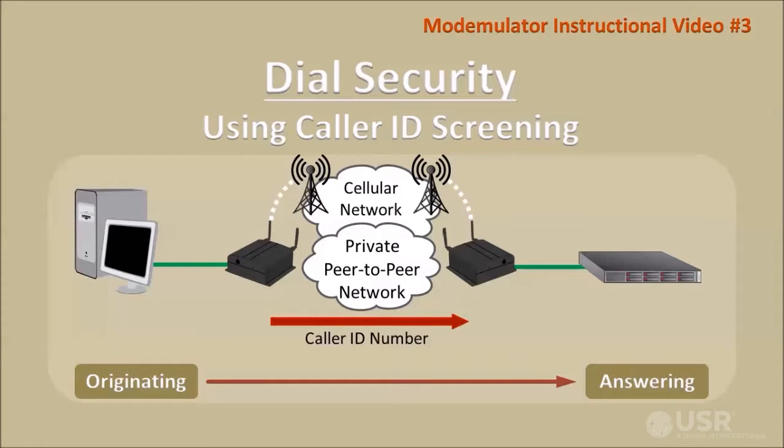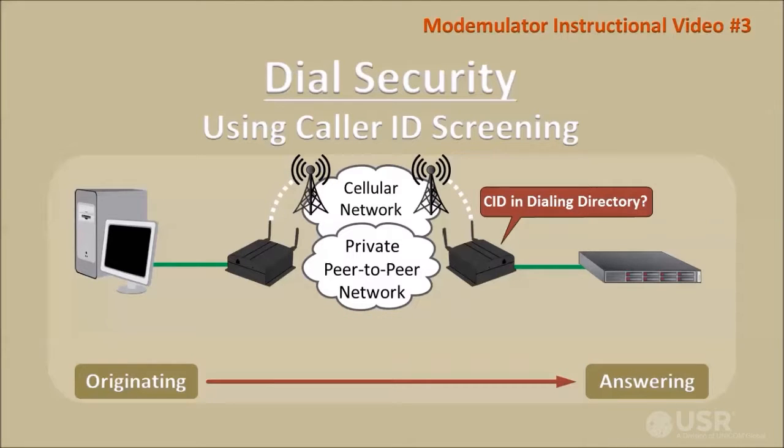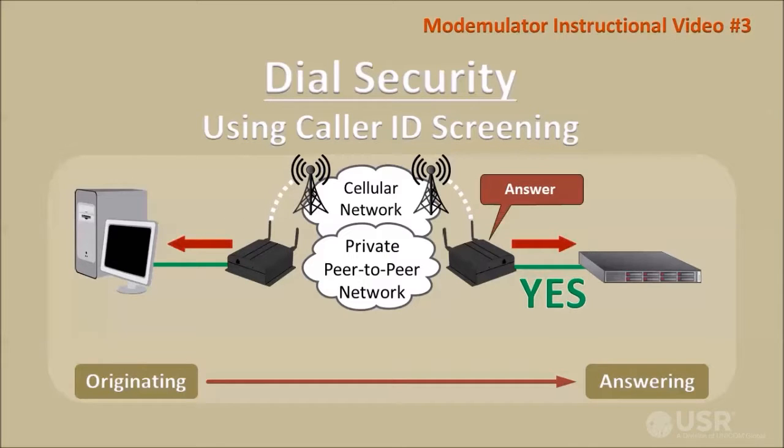With caller ID screening enabled, the originating modemulator sends its pre-programmed caller ID number to the answering modemulator. The answering modemulator will search for a matching number in its dialing directory. If a match is not found, the connection will not be allowed. If a match is found, the answering modemulator will answer and the modemulators will connect.